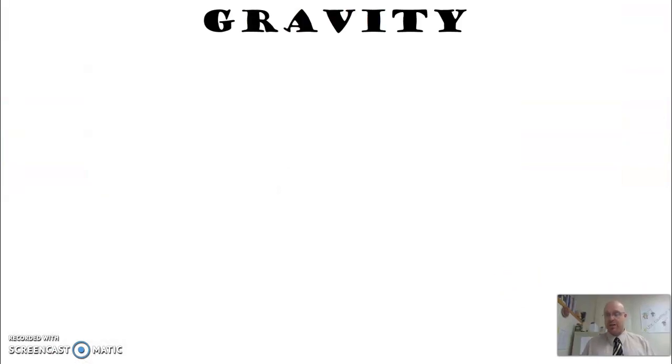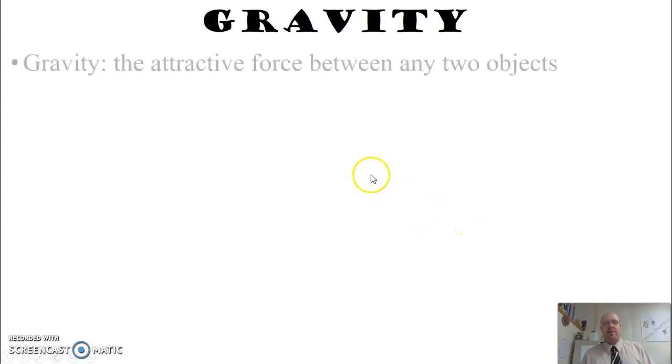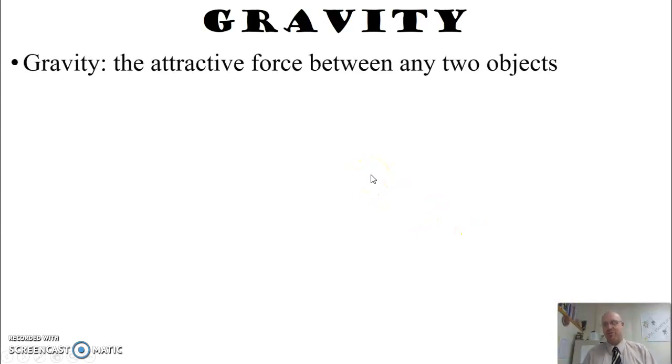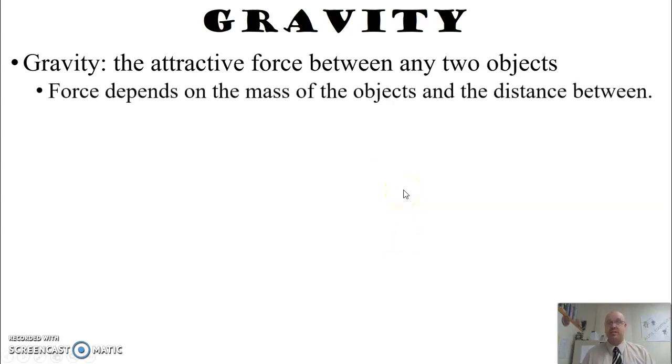All right, so let's talk about gravity a little bit. There's a couple of puns there, but I will resist the temptation. Gravity is an attractive force between any 2 objects. Yes, any objects can actually have gravity between them. The force of that gravity depends on the mass of the objects and the distance between them. Obviously, the more massive, the larger the object, the more the force of gravity is going to be, and the closer they are, the more the force of gravity is going to be between them.